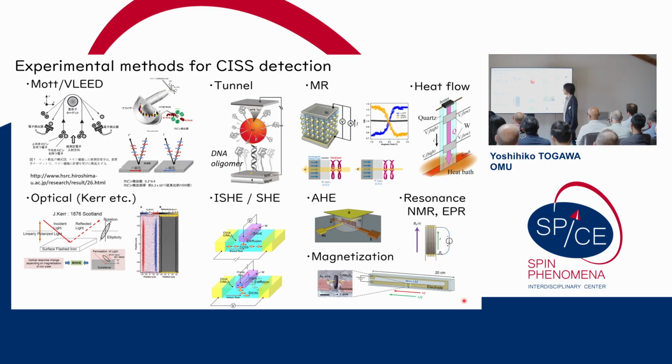Then there are many variants. Maybe we can use an optical probe, or tunneling spectroscopy, magnetoresistance, or the anomalous Hall effect, resonance. So now we have many methods to probe the spin polarization in the material. Then in my case, we focus on this method. So let me explain the detail.